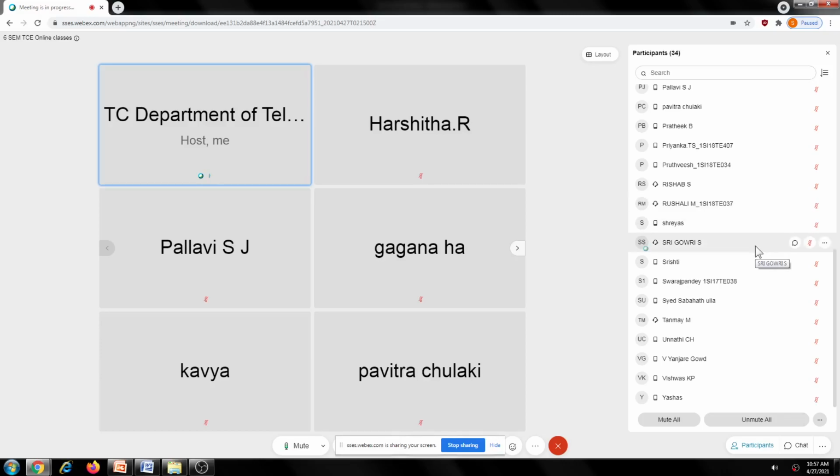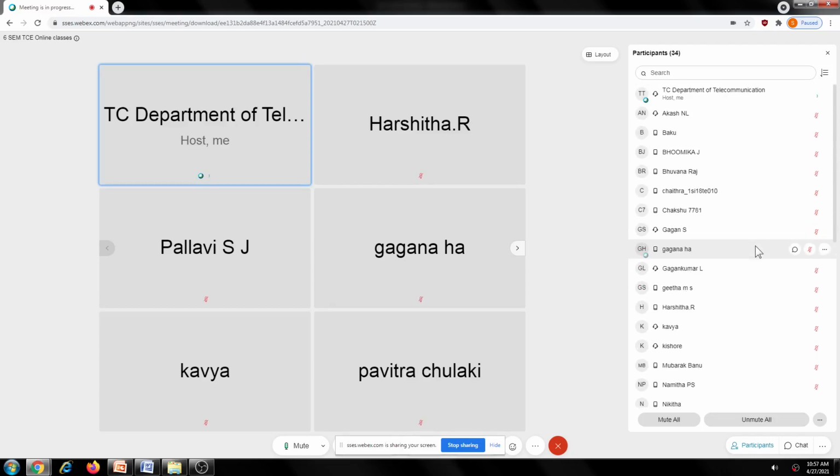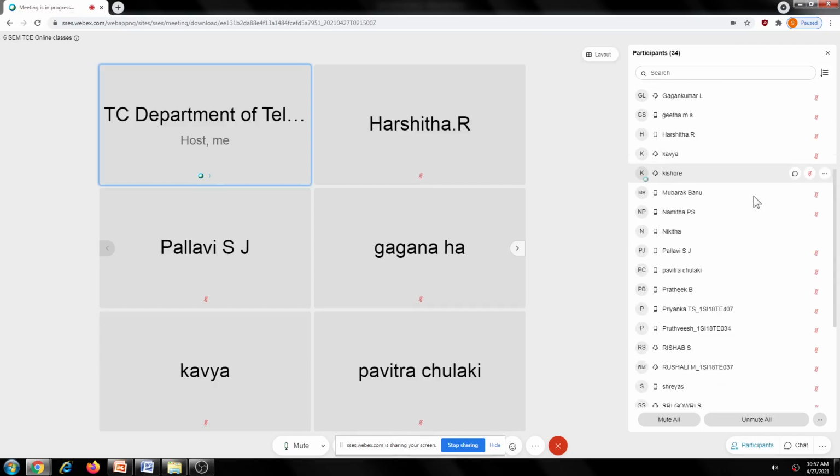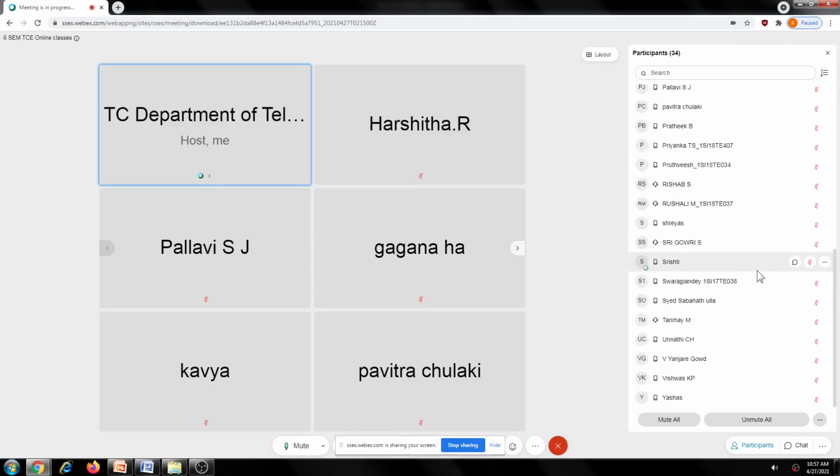See, still only 34 are present out of up to 60. This is the attendance you attended today, and it will be entered in the attendance register. And as I asked you, please answer whenever we call. If you find any problem, you can chat also. Send a message if you do not find a clear PPT, or if the voice is not clear, or if the PPT is not visible properly.